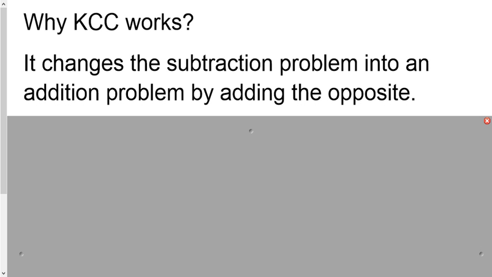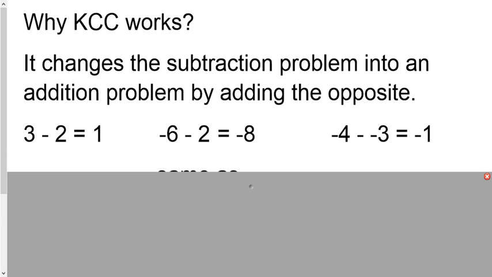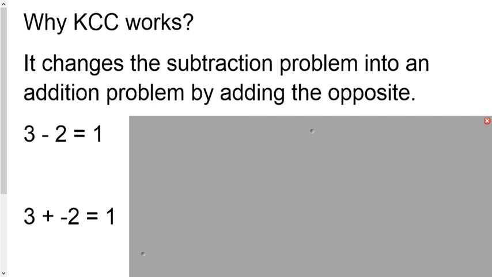Let's take a look at why keep, change, change works. Well, it changed the subtraction problem into an addition problem by adding the opposite. So here is 3, let me make it like this. 3 minus 2 equals 1. We know 3 minus 2 is 1. Okay. If we changed it into an addition problem, we added the opposite of the second number. Let's see if we get the same answer. 3 plus, and that's a positive 2. This is a negative 2.